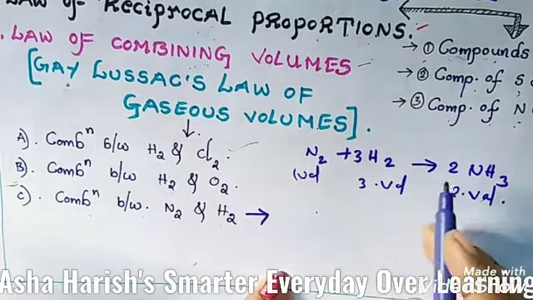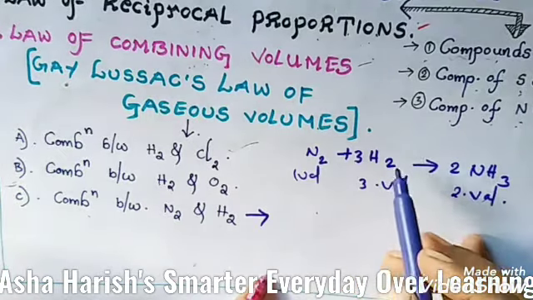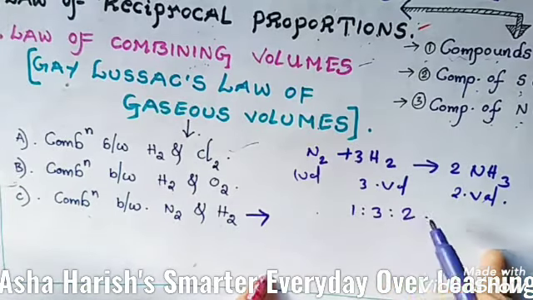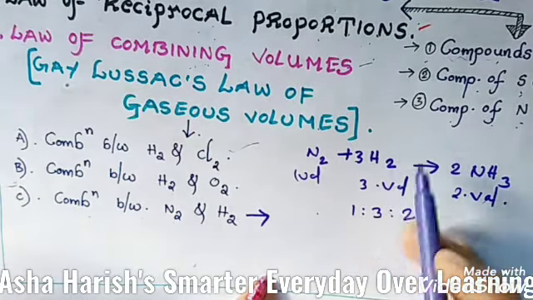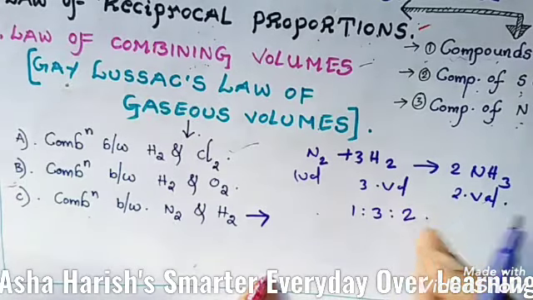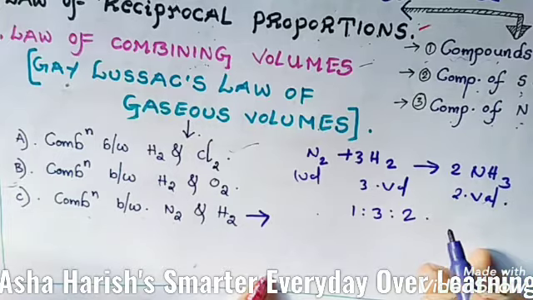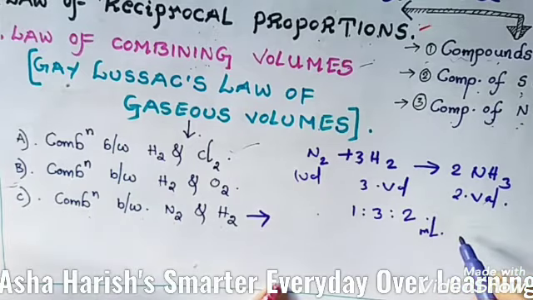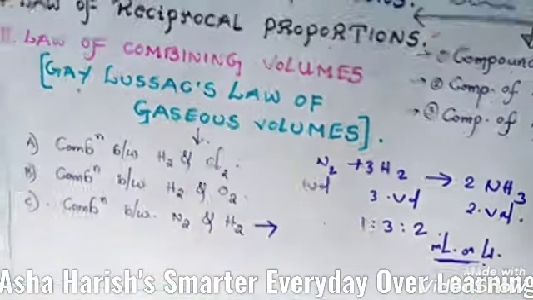Okay, this relation between these reactants and the product also indicates a simple ratio, 1:3:2, between the volumes of the reactants and the products. Okay, students, now it may be emphasized here that the volumes in the above reaction are expressed in similar units, that is milliliters or liters.